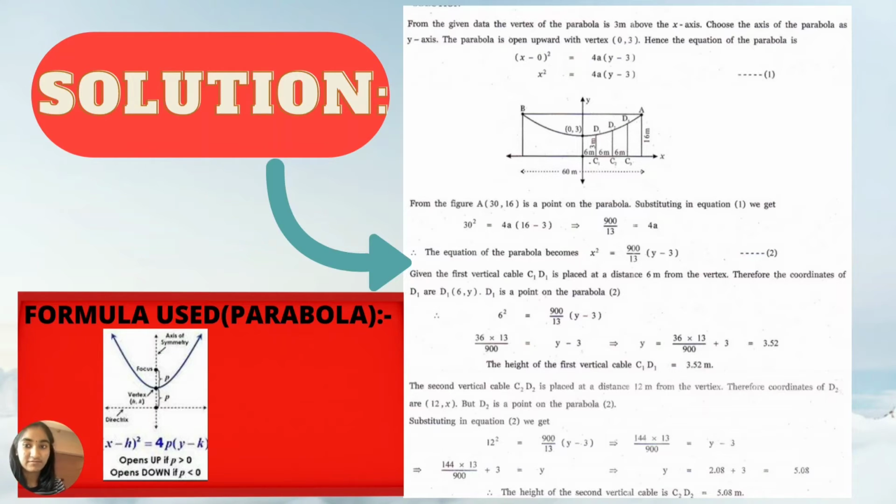and we can find out the answer that the height of the first vertical cable, C1D1, equals 3.52, and the height of the second vertical cable, C2D2, is 5.08.